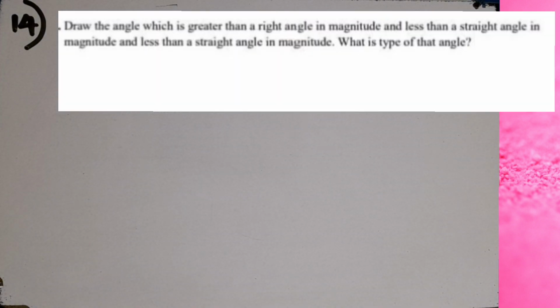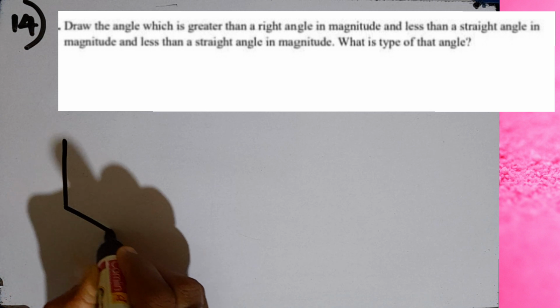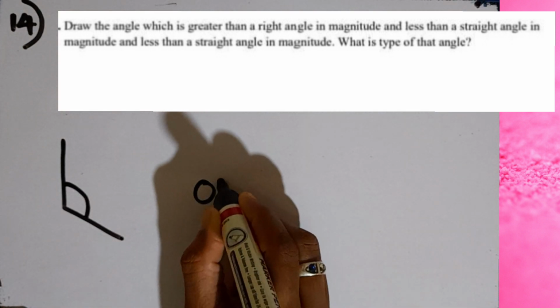Question number 14. Draw the angle which is greater than a right angle in magnitude and less than a straight angle in magnitude. What is the type of that angle? We can draw the angle like this. The type is obtuse angle.